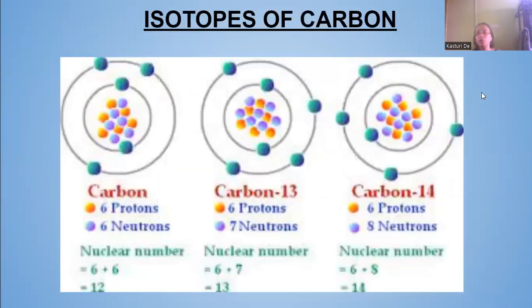Next is carbon isotope. Carbon also, you can see 6 protons and 6 neutrons. The orange is the proton and the neutron is the blue one. Green one is the electron. So nucleon number, that's 12. And here its nucleon number is 6 plus 7, as 7 neutrons are there, so that makes carbon 13. And then carbon 14, nucleon number is 6 plus 8, that's 14.